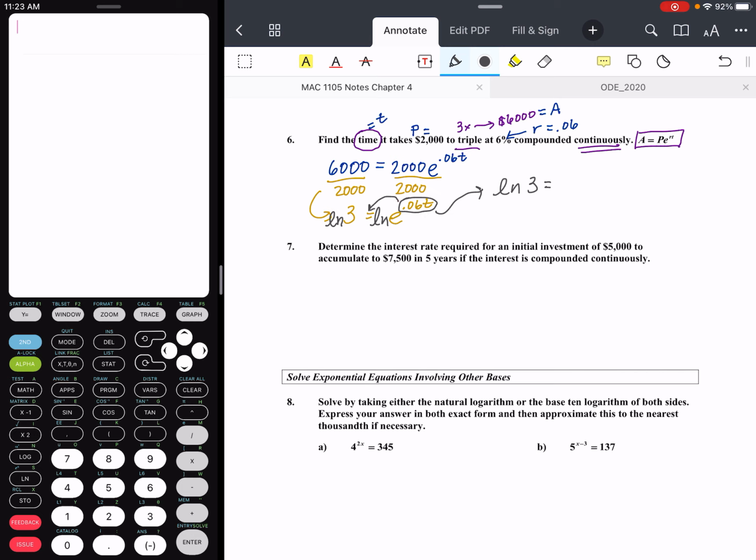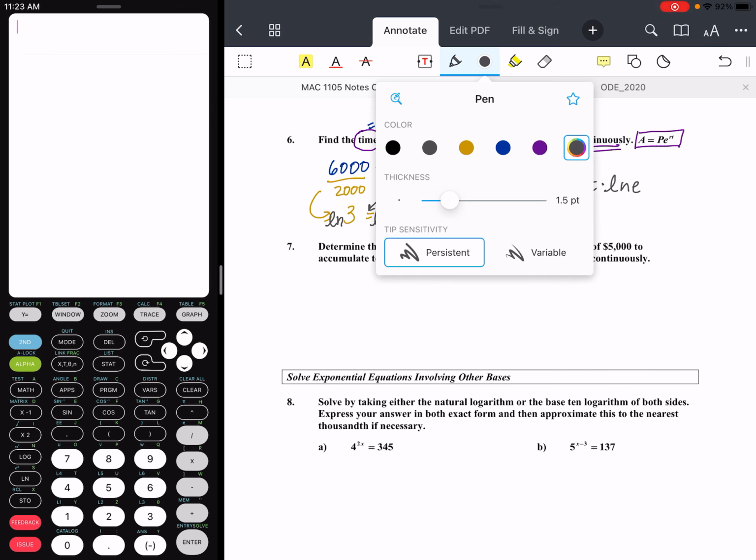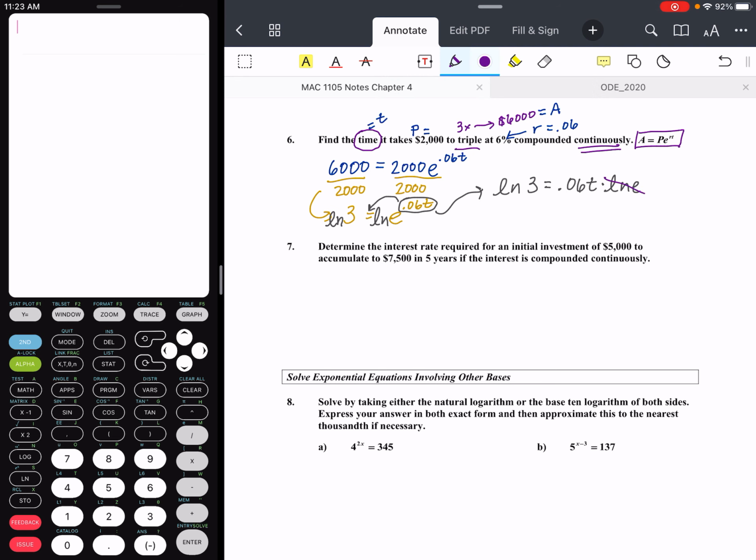I'm going to apply the power rule, pull that power forward, so 0.06t times the natural log of e. And remember, the reason this is helpful is the natural log of e is just equal to 1. So now we have natural log of 3 equals 0.06 times t. And now we just need to divide both sides by 0.06.